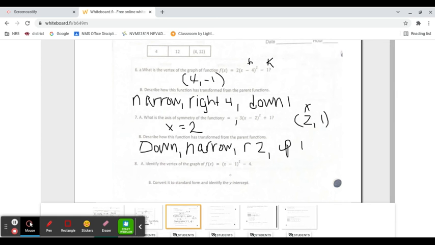Okay, identify the vertex on number 8. So remember, you want to do the opposite of what's in the parentheses. So if it says -1, you'll write 1. And then it would be -4 as your other point.